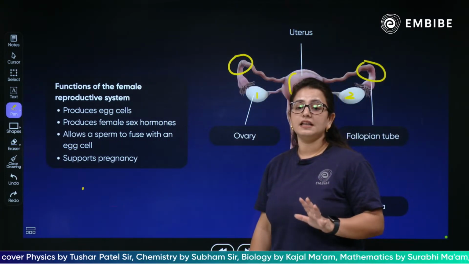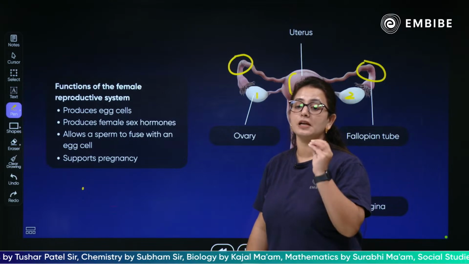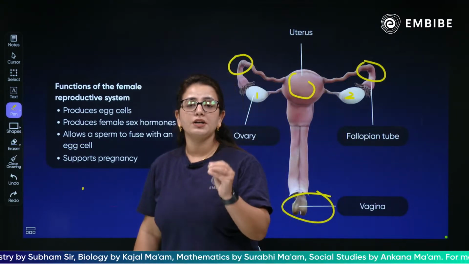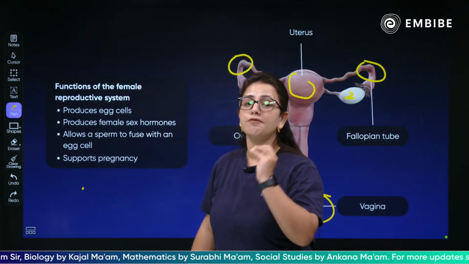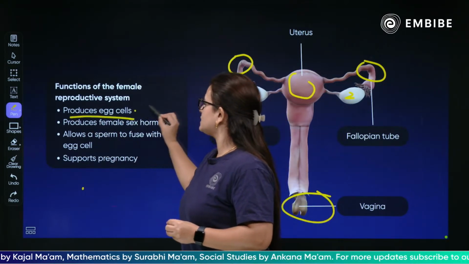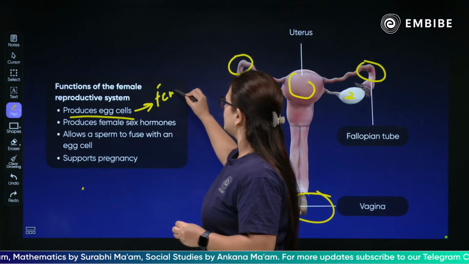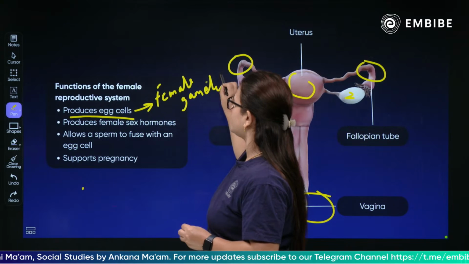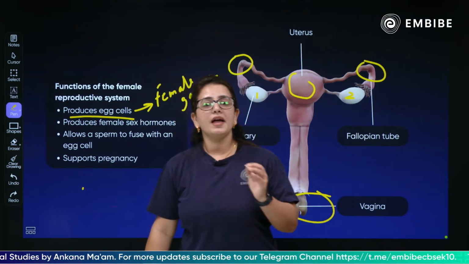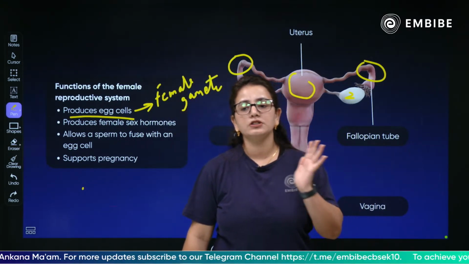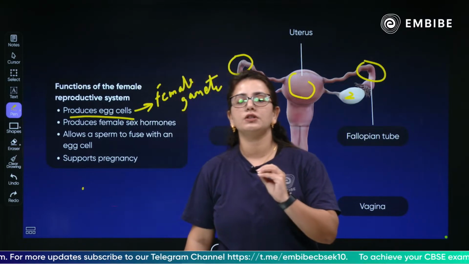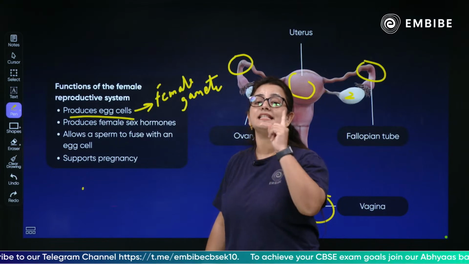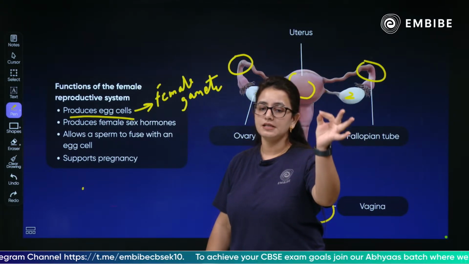So what are the functions of the female reproductive system? What functions are they performing? The very important function is the formation of egg cells, or the female gamete. This is what we say, male gamete and female gamete. They produce eggs. When the male gamete comes for fertilization, it looks for the female gamete, and fertilization takes place inside the female reproductive system.